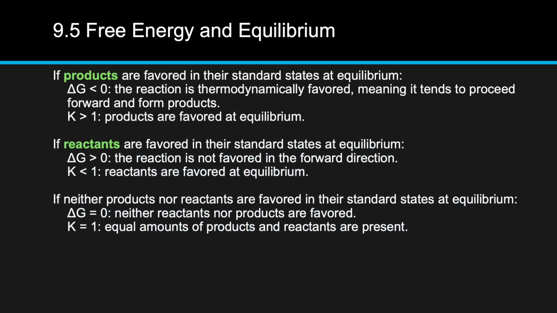So if products are favored in their standard states at equilibrium, delta G is going to be negative and K is going to be greater than 1. If reactants are favored in their standard states at equilibrium, then delta G is going to be positive and K is going to be less than 1. And if neither products nor reactants are favored in their standard states at equilibrium, then your delta G is going to be equal to 0 and your K is going to be equal to 1.